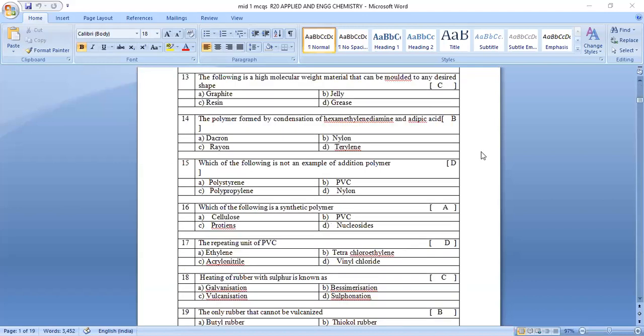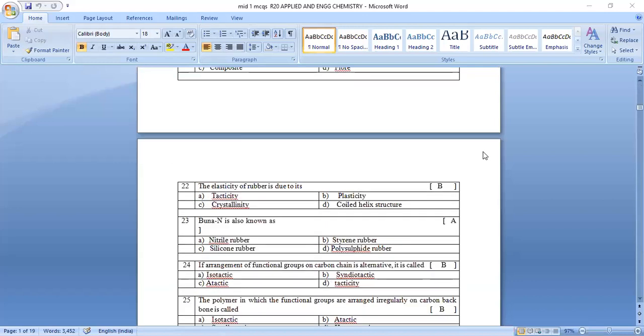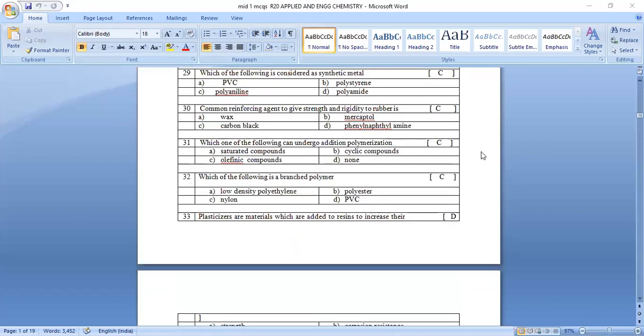Now we are discussing some of the objectives in units 1, 2 and 3.